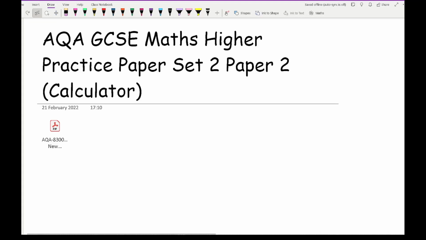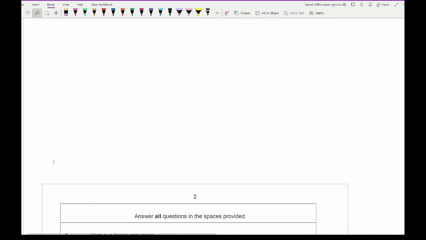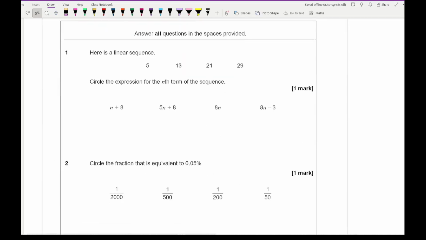So let's get started on this AQA GCSE Maths higher practice paper set 2 paper 2, which is a calculator paper. Starting with question 1, it says here is a linear sequence and it goes up in 5, 13, 21 and 29. So finding the nth term, we know that the difference is 8. So we're looking for 8n. And what do you have to do to 8 to get to 5? Well, we need to take away 3. So we're looking for 8n minus 3, which is our fourth option.